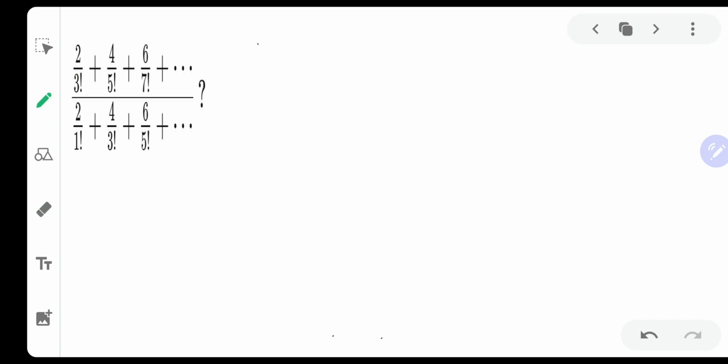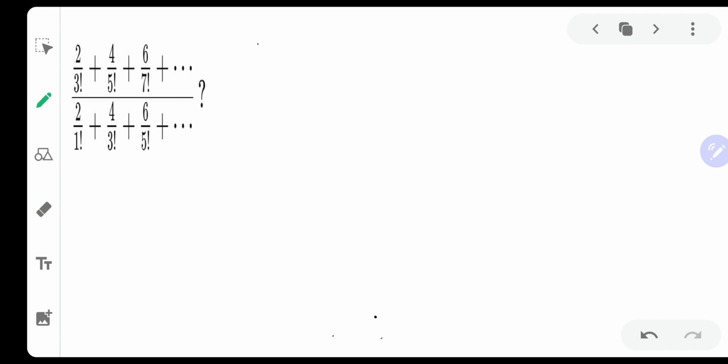Now today one of our students has asked us this very interesting sequence and series question which is based on expansions. Let us see, the numerator of the question is 2 upon 3 factorial plus 4 upon 5 factorial plus 6 upon 7 factorial, and the denominator of the question is 2 upon 1 factorial plus 4 upon 3 factorial plus 6 upon 5 factorial. Okay, so how to deal with this question?